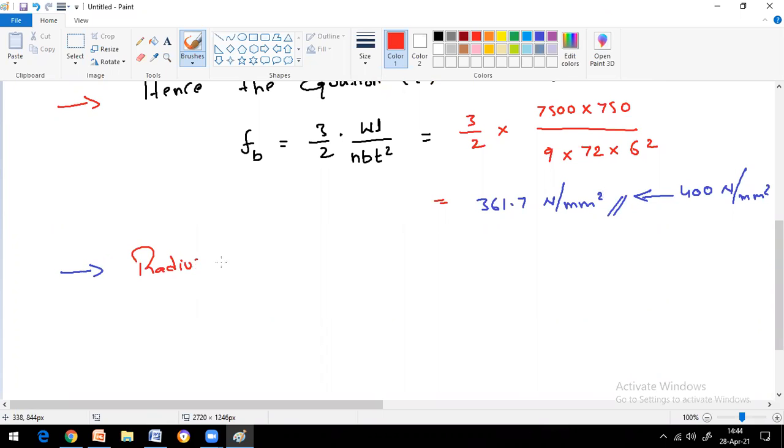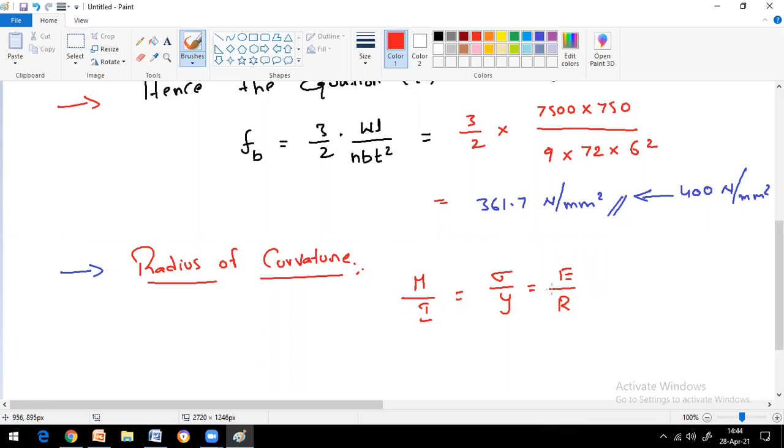Okay, why radius of curvature? Why do we have to calculate radius of curvature? Because this is a beam. A beam subjected to bending will have a radius. This radius of curvature is going to be calculated based on the pure bending equation, which is M by I is equal to sigma by Y is equal to E by R.